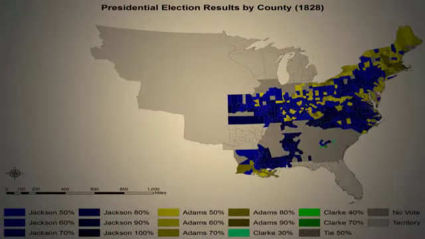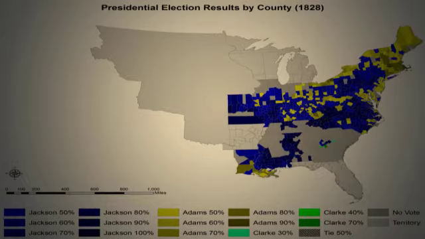And in 1828, Jackson was able to use this new Democratic Republican Party, or Democratic Party, which had all this new organization and was able to engage the voters. And they were able to just dominate the election and win by a landslide.